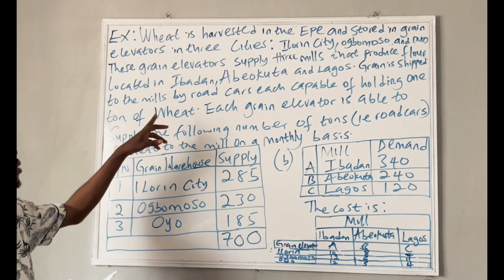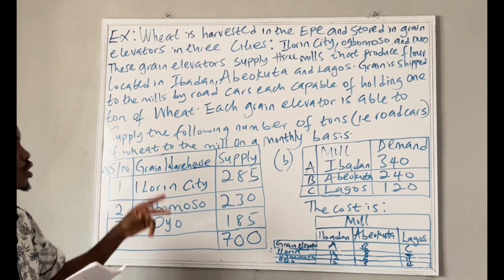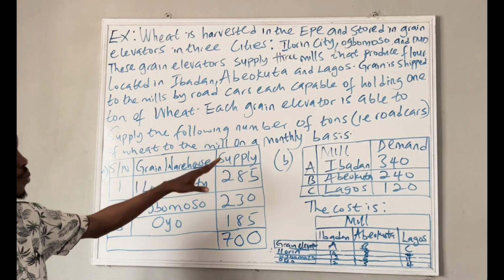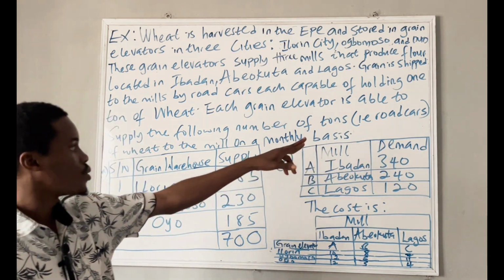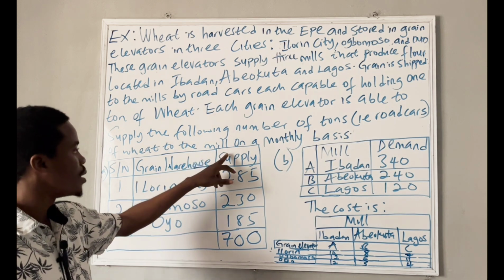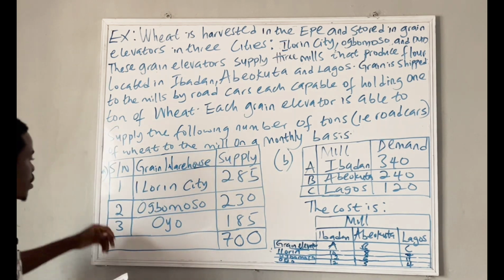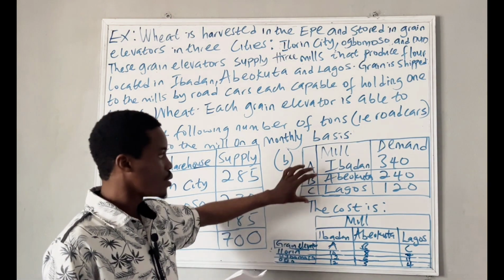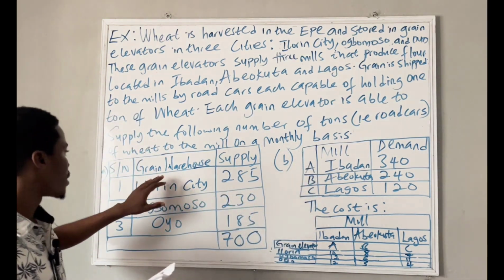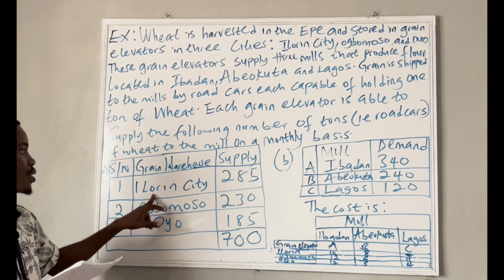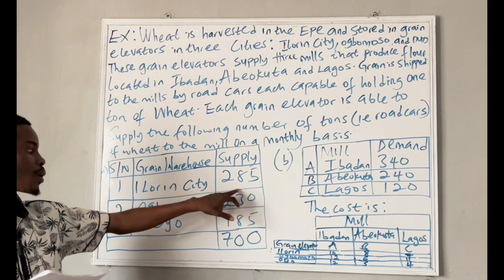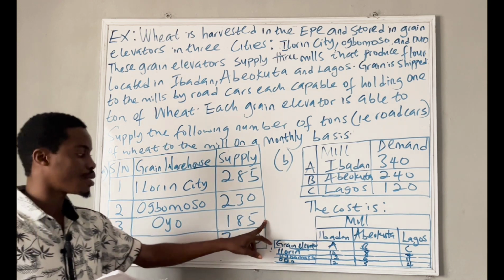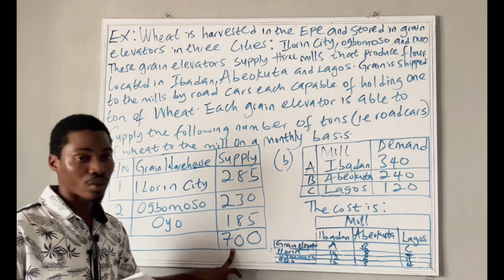Grain is shipped to the mill by road cars, each capable of holding 1 ton of wheat. Each grain elevator is able to supply the following numbers of tons, that is road cars, of wheat to the mill on a monthly basis. So this table is our supply and this table is our demand. In our grain elevators, the supply is Ilorin 285, Ogbomoso 230, while Oyo has 180 supply. So the total supply is 700.